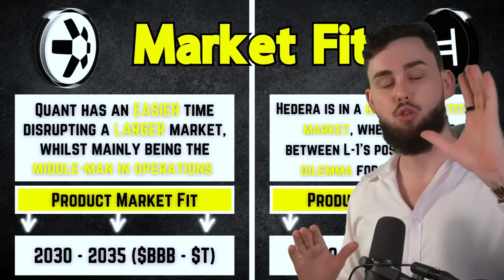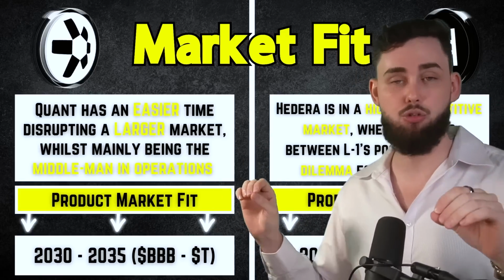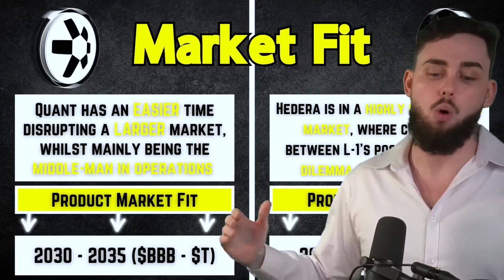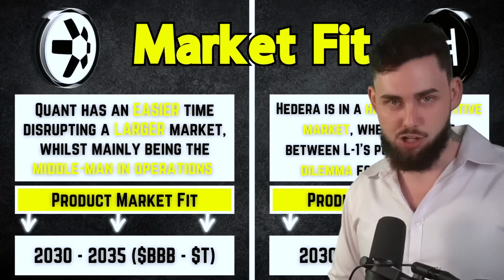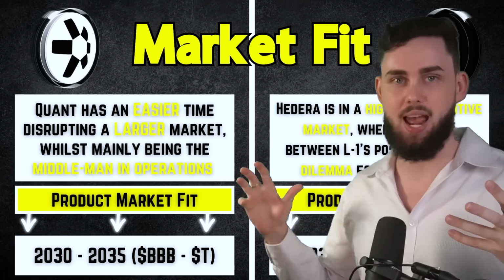That's huge. Let me reiterate and repeat what I just said. Quant has an easier time disrupting a larger market. It's Miley Cyrus at this point. It's getting the best of both worlds, okay? Whilst mainly being the middleman in operations. So we're going to wrap in what this actually means when I explain HBAR in a minute.